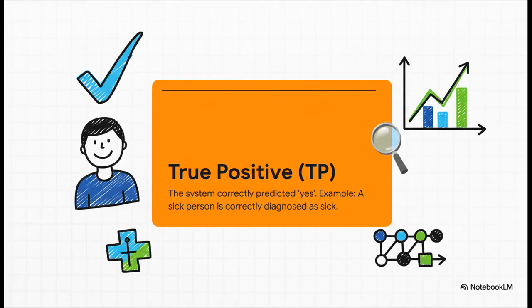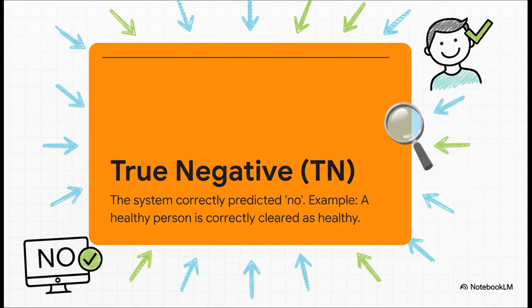First up, we have the true positive. This is a win. Reality is yes, and the system predicted yes. A person is sick, the test catches it. Perfect. Simple enough, right? And just as good is the true negative. This time, reality is no, and the system also predicted no. A healthy person is told they're healthy. So these 2 boxes, true positive and true negative, these are all of our correct answers.